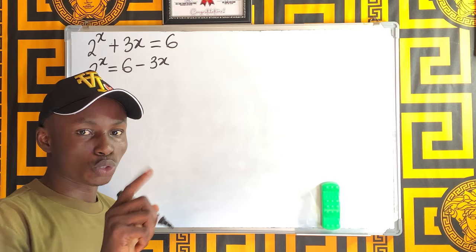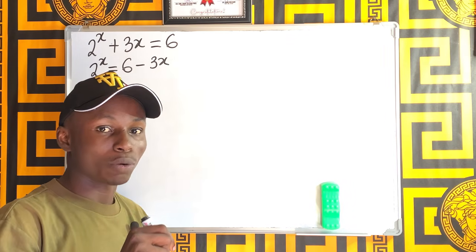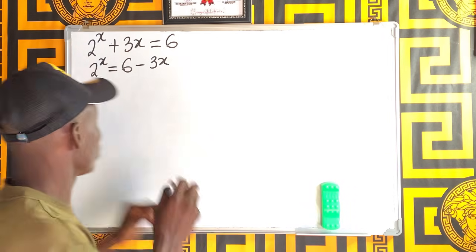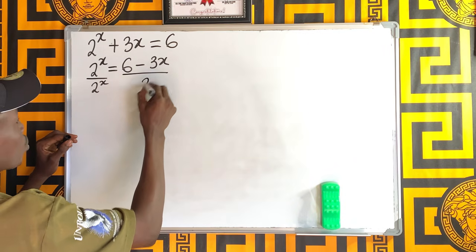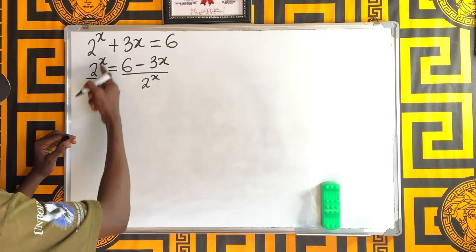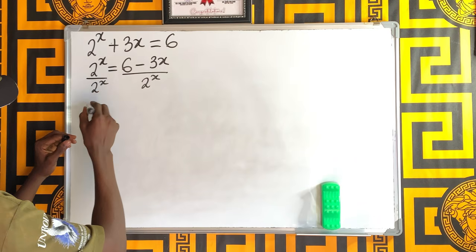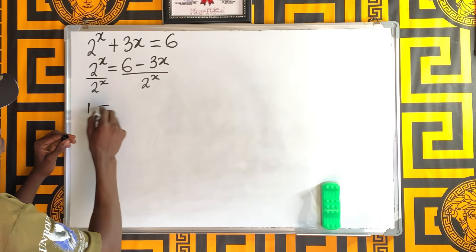Our second step is to divide both sides by 2 raised to x. If we divide here by 2 raised to x and divide the whole of this by 2 raised to x, 2 raised to x divided by 2 raised to x gives us 1.